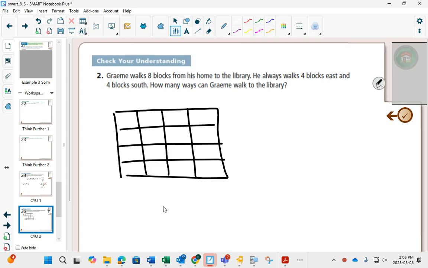And Graham is walking from his home to the library. He walks east and then south. Would you agree that his home is up here and the library is down there? Okay?